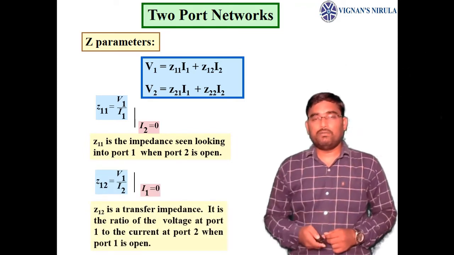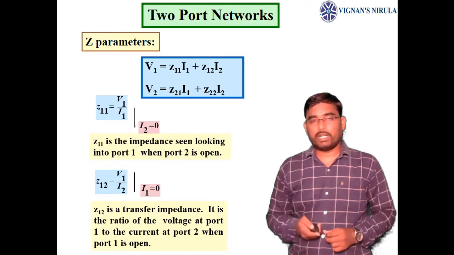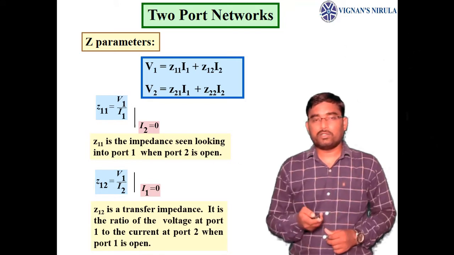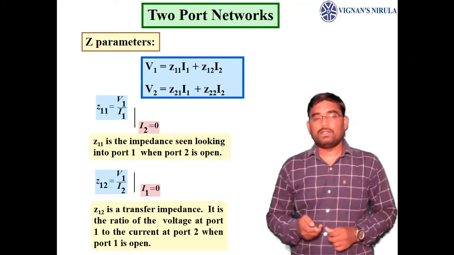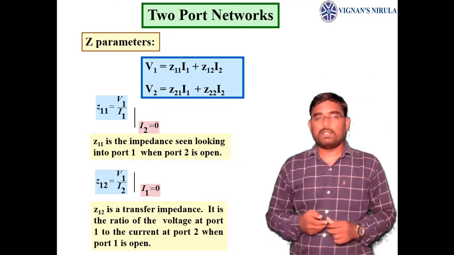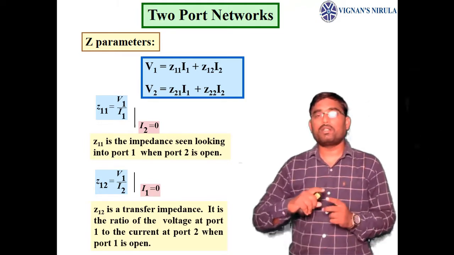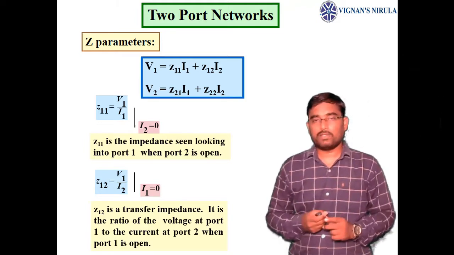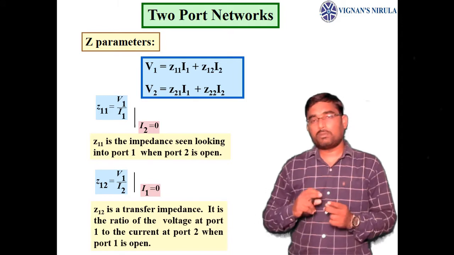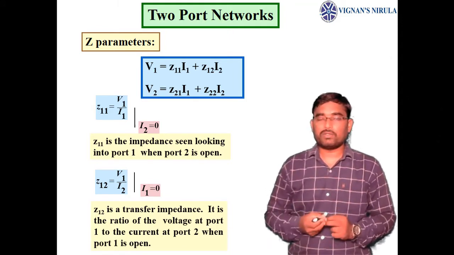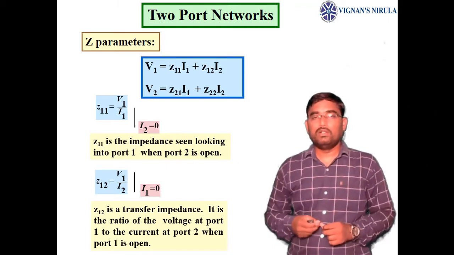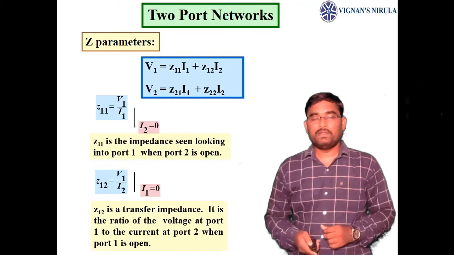Next, Z12 can be obtained by taking the ratio of V1 by I2 when I1 is 0. See the first equation: by putting I1 as 0, we get the ratio of V1 by I2, which is equivalent to Z12. This is called transfer impedance. More accurately, it is called reverse transfer impedance. If you take port 1 parameter by port 2 parameter, we call that reverse. Here V1 by I2, so it is called reverse. If you take one port parameter by the other port parameter, you need to mention transfer. As it is the ratio of voltage by current, we call it impedance. So, reverse transfer impedance, Z12.